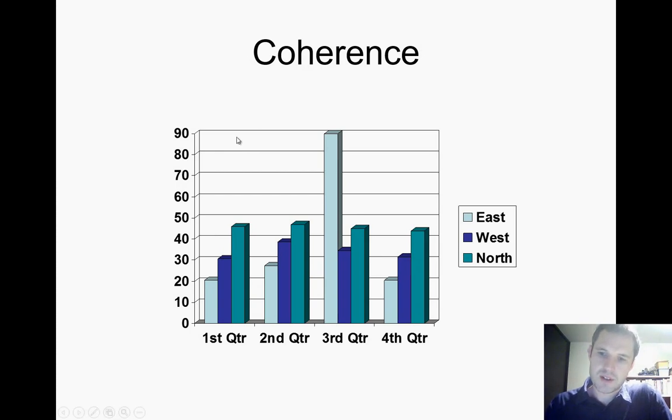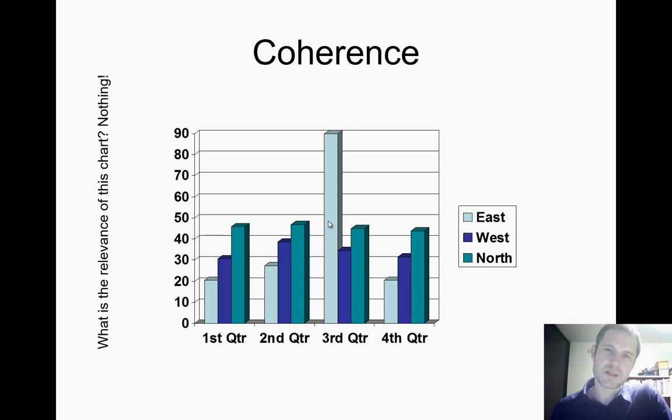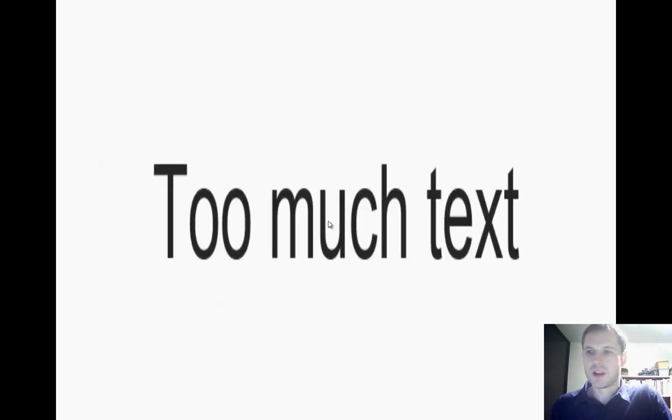Also, if you have graphs on a presentation, you're very likely to make the mistake of just saying, in the first quarter, North was just over 40. In the second quarter, North was also highest, just over 40. Then in the third quarter, East went up to 90. I mean, this is a really boring way of presenting it. So just think about how you're going to present graphs and things. You need to think about what's the relevance.